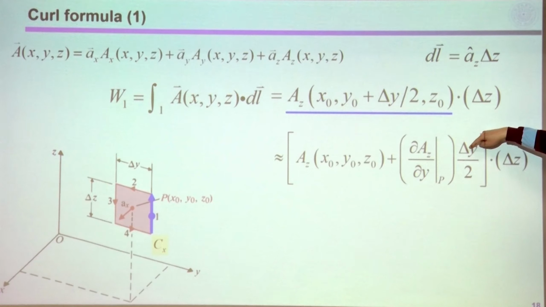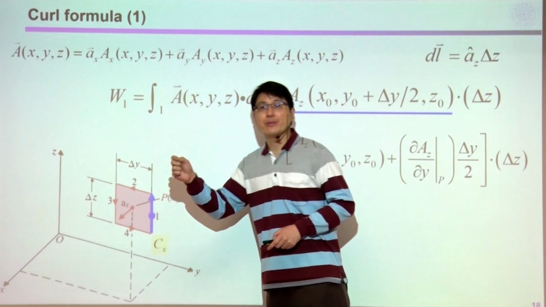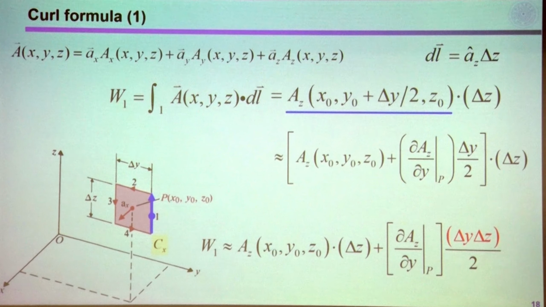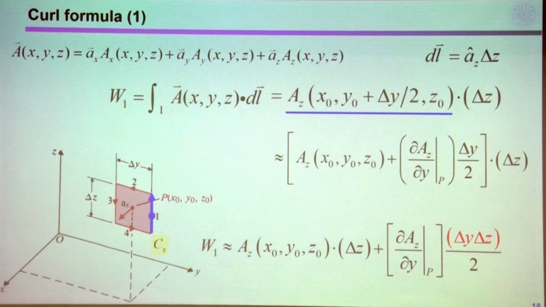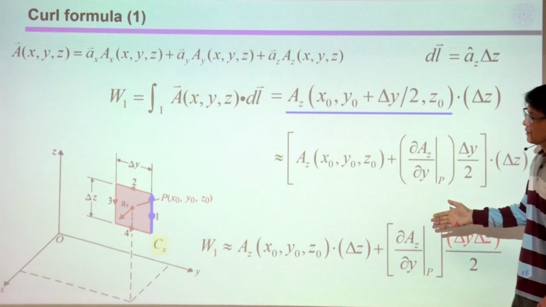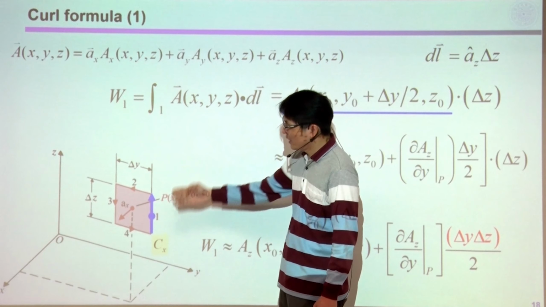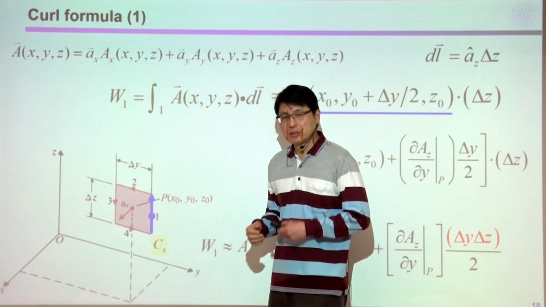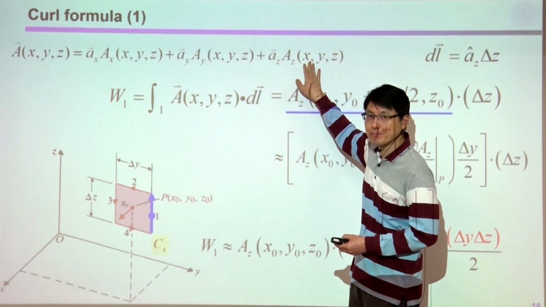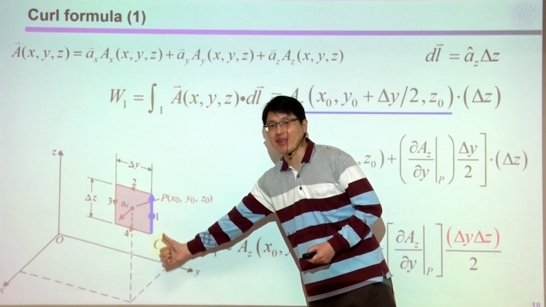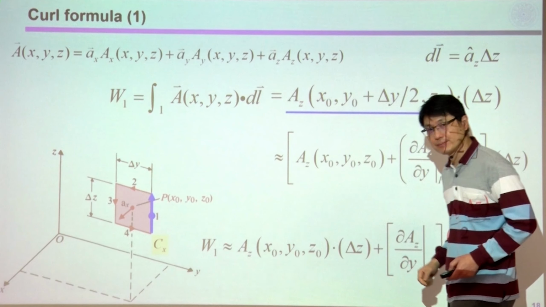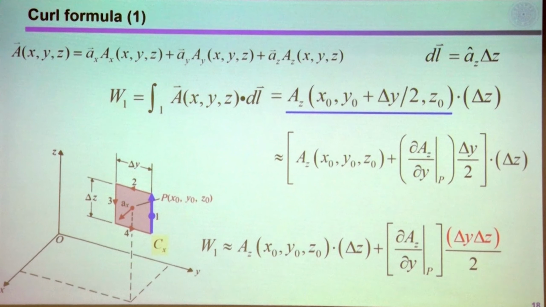As you can see, delta y multiplied by delta z gives you the area. Okay? So for the work done by the vector field along segment number 1, the only contribution is from the Az component because your differential length is in the z direction. And it is this big. And that delta y multiplied by delta z is your unit surface area. That is your delta S.